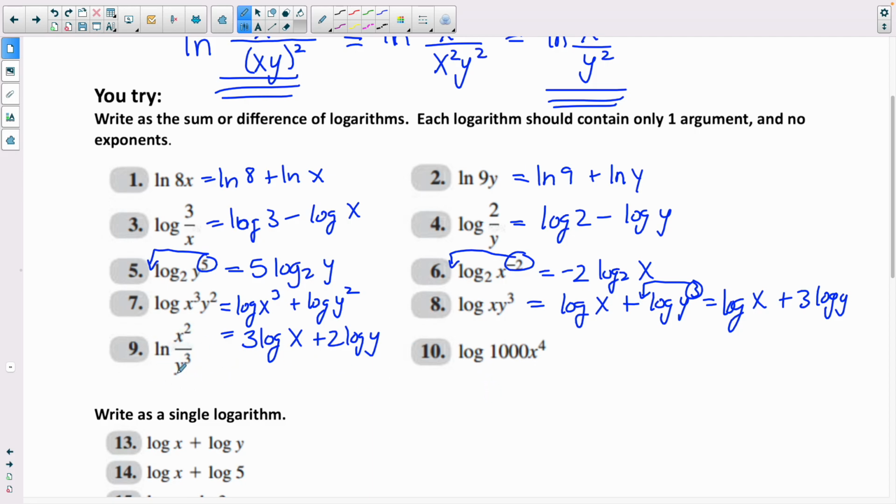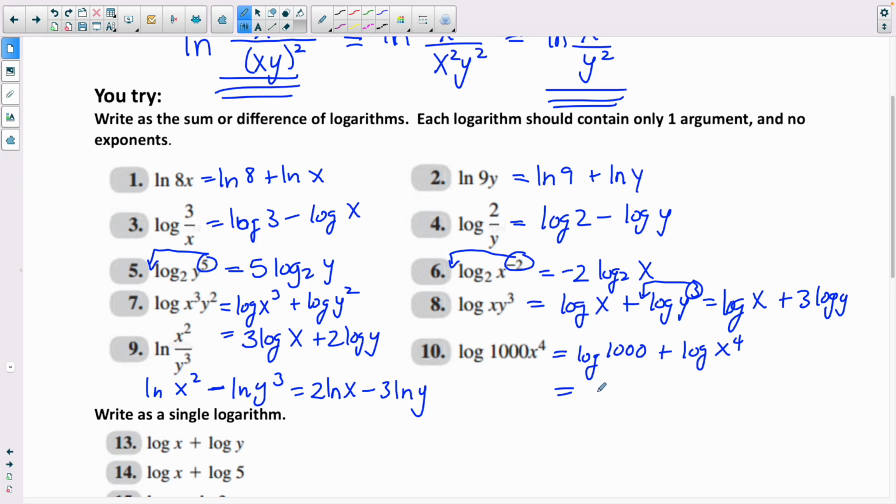Natural log of x squared over y cubed. This becomes natural log of x squared minus, since it's a quotient, natural log of y cubed. Exponents move to the front. Minus 3 ln y. Finally, log of 1,000 x to the 4th. That's going to be log 1,000 plus log of x to the 4th. Now log 1,000 you can evaluate. Log 1,000 is 3 because 10 to the 3rd is 1,000, plus 4 log x. And there's my answers, 2, 1 through 10.